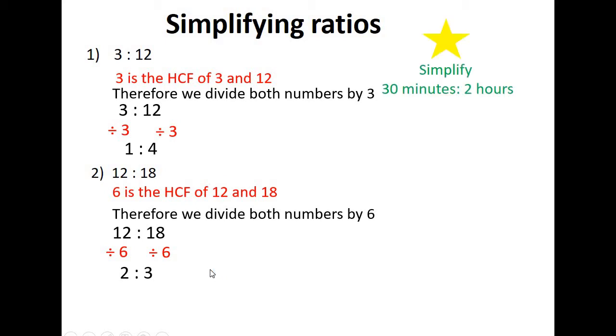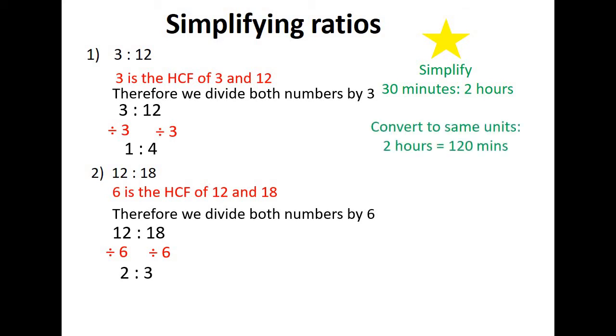So if we just look at this one, there are 2 different units here. You've got minutes and you've got hours. To be able to simplify this ratio, you need to have the units the same. And you may see other questions like that where you have, say, grams and kilograms or centimetres and metres. You have to make the units the same before you can simplify the ratio.